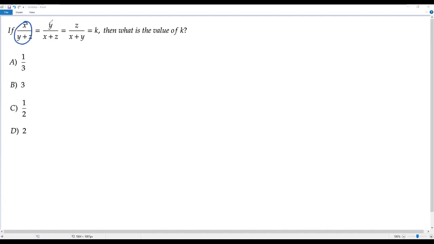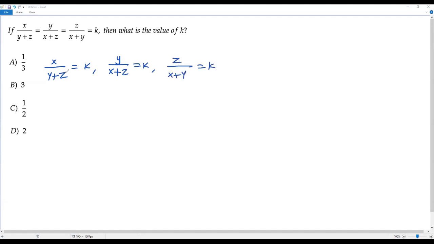Okay, here we have three fractions and all the fractions are equal to the same value k. Since all the fractions are equal to the same value k, now we can equate each fraction to k. Then I'm getting x over y plus z, that is the first fraction, equated to k. The same thing you can do with the second one and the third one as well. Then I'm getting y over x plus z equals k. Then with the third one we get z over x plus y equals k.